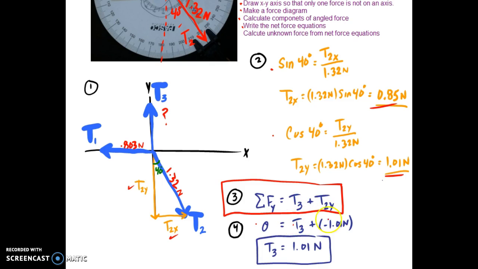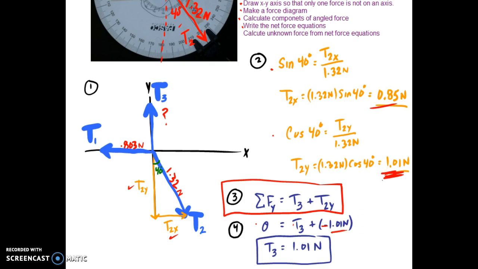T3 we don't know, so we leave T3, and then the y component is 1.01 newtons according to the calculation right there, but it's down, so I need to put a negative sign in there to give the direction. And using algebra to solve for T3, we see it's positive 1.01 newtons, and indeed it actually was 1.03 newtons in reality, very close.